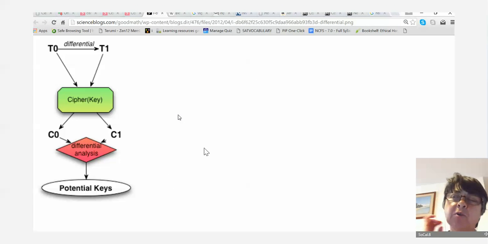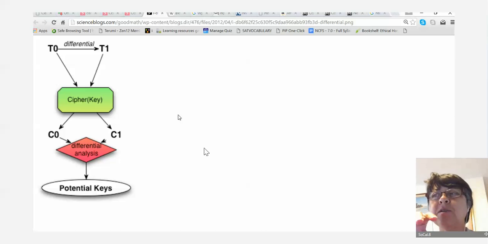The differential cryptanalysis is where you put plain text 0 and plain text 1 into the cipher without the key. You don't know the key. You get out ciphertext 0 and ciphertext 1, and you do a differential analysis. What is the difference? That's an equation. That's an analysis. Linear analysis, same thing.